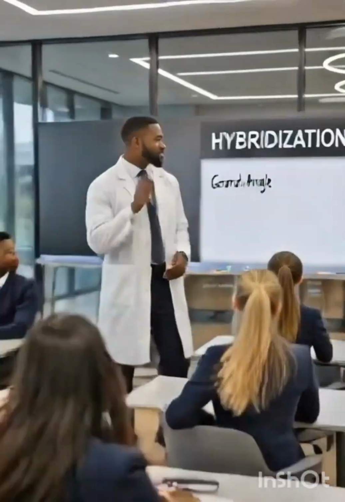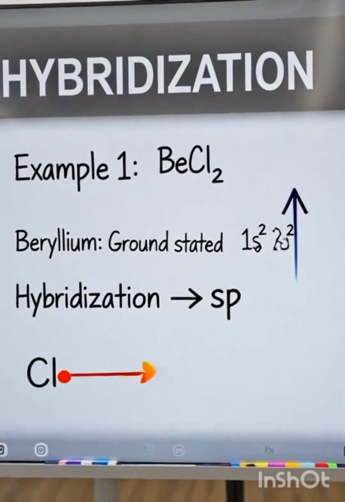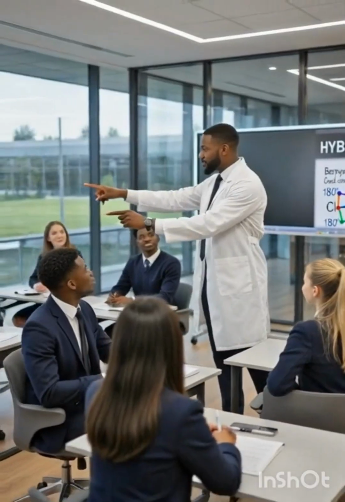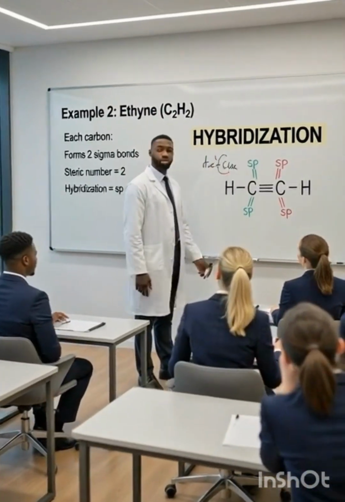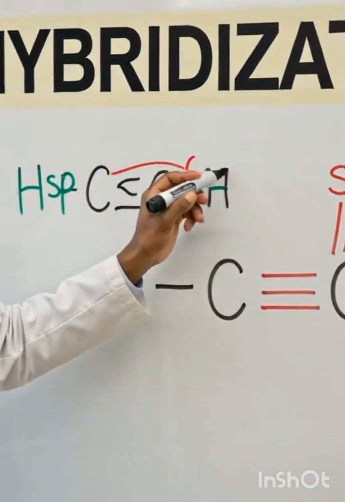For BeCl2, the geometry is linear with a 180-degree bond angle. Beryllium promotes an electron, hybridizing to sp for this shape. Ethyne is sp hybridized. Why? Each carbon forms two sigma bonds. The steric number is 2, so hybridization is sp.